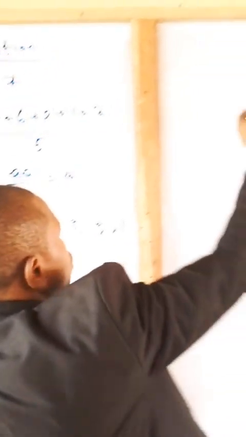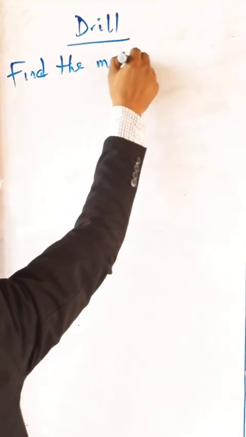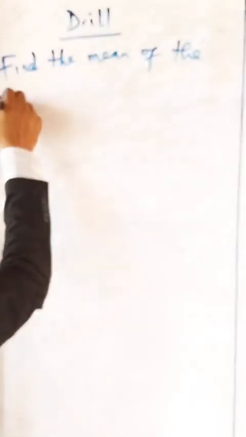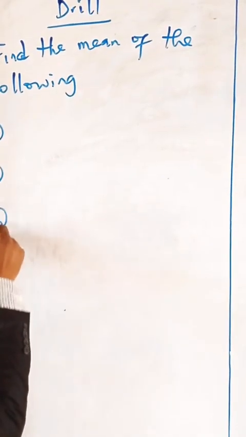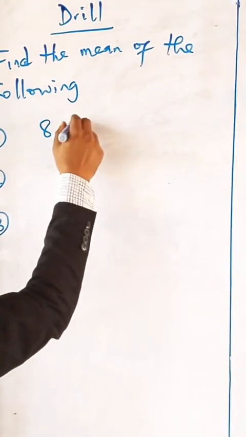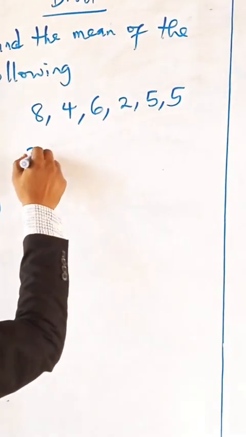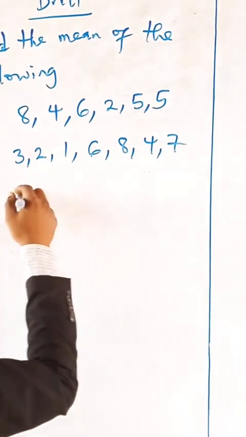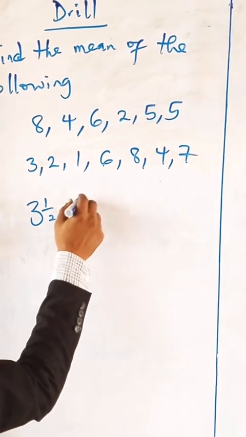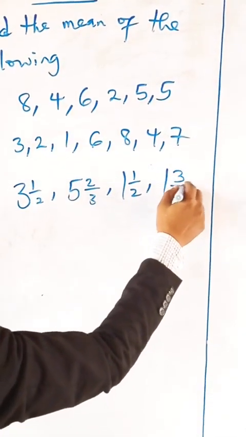And I want to encourage you to try this. Find the mean of the following numbers. Number 1, 2, 3. We have 8, 4, 6, 2, 5, 5. Then you have 3, 2, 1, 6, 8, 4, 7. Then you have 3 whole number 1 over 2, 5 whole number 2 over 3, 1 whole number 1 over 2, 1 whole number 3 over 4.